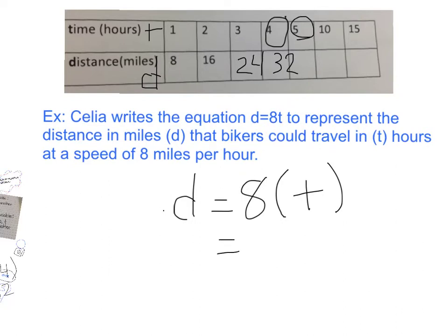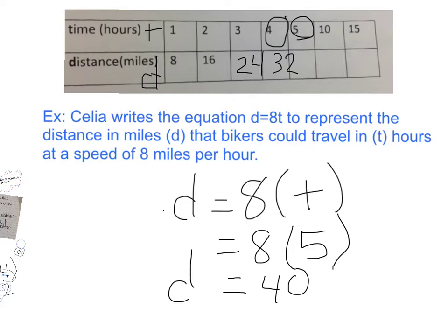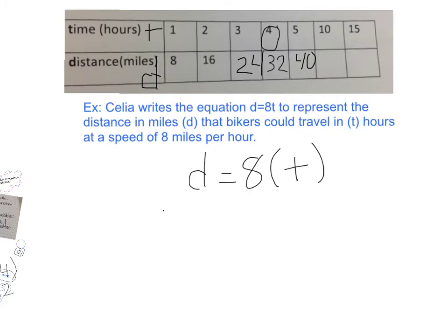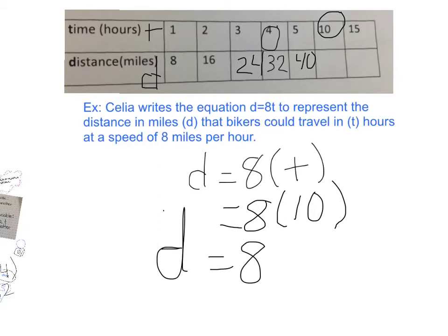Now let's move on to our next blank. We know that time is 5 hours, so 8, fill in and substitute for t, which is 5. Well, 8 times 5 is 40. So we know our distance is going to be 40 miles. Okay, we only have 2 left. Now we know that t equals 10. So again, we substitute our 10 hours in for t, and we very clearly see that d is going to be 80 miles. So then we will put 80 into our table.